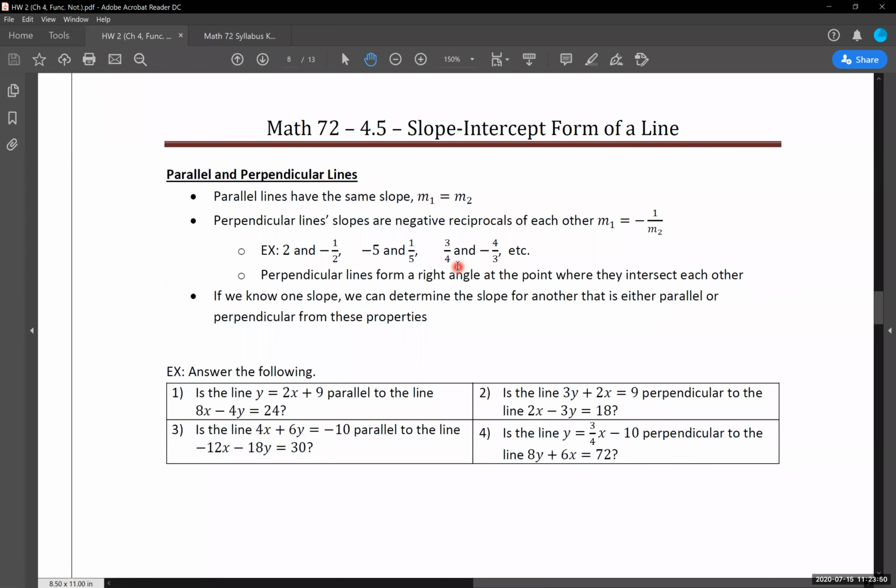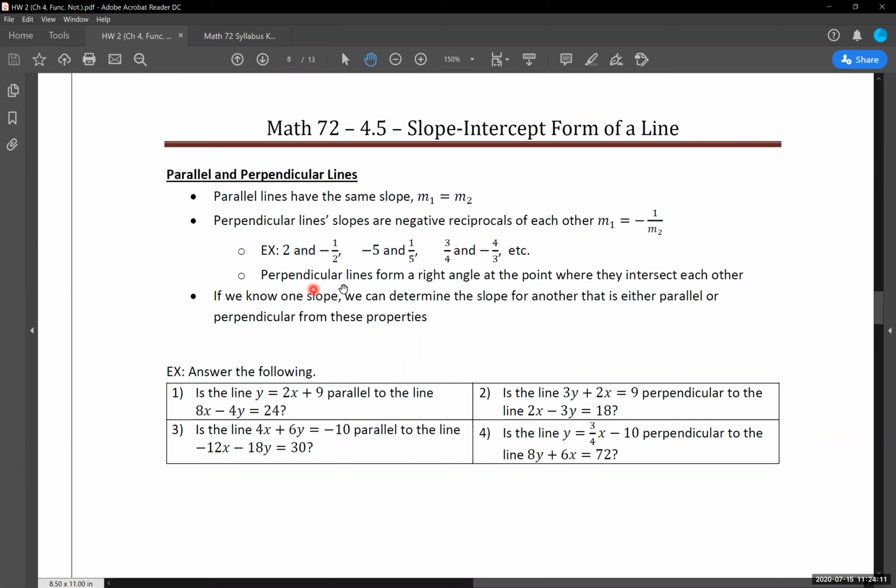And our last one, looking at a fraction, I'm working with the fraction 3/4. So again, I flip that fraction and change the sign. So 3/4 becomes 4/3, positive becomes a negative. And there we have a negative reciprocal of one another.